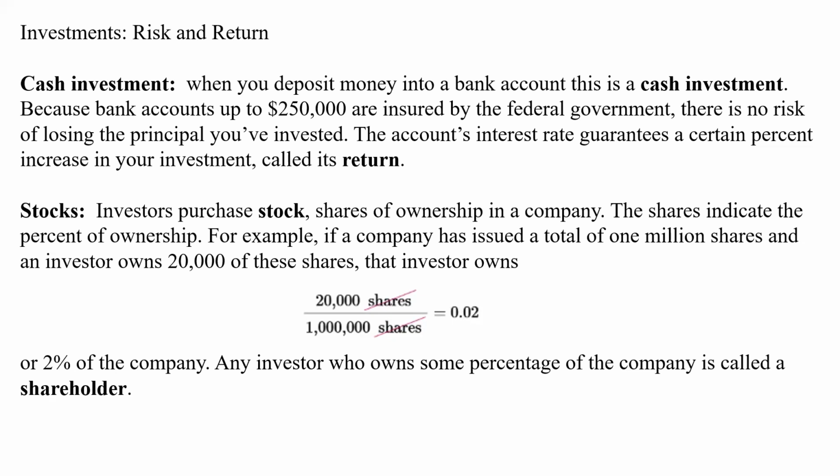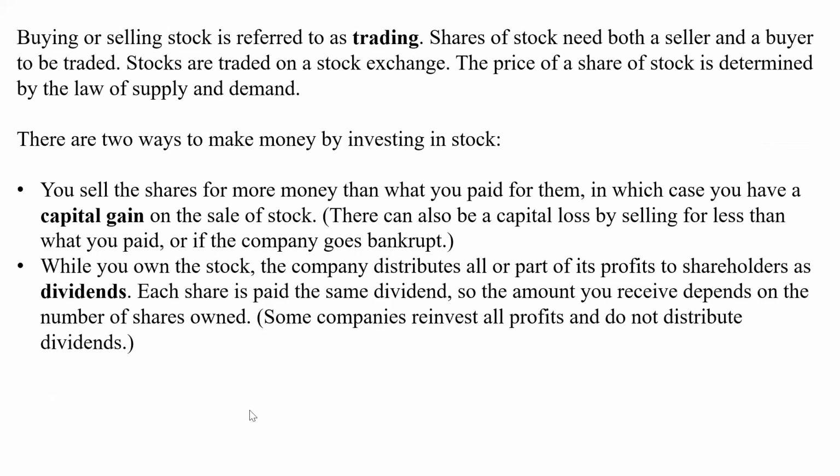Okay. Then we have something called stocks. So this is where investors purchase a stock, or a share of ownership in a company. Now, the shares indicate the percent of ownership. For example, if a company has issued a total of 1 million shares and you as an investor own 20,000 of these shares, then you own 20,000 divided by 1 million, or 0.02, which is converted to a percent, which is 2% of the company. Okay. And so any investor who owns some percentage of a company is called a shareholder. So if you own stock, you're a shareholder in some company.